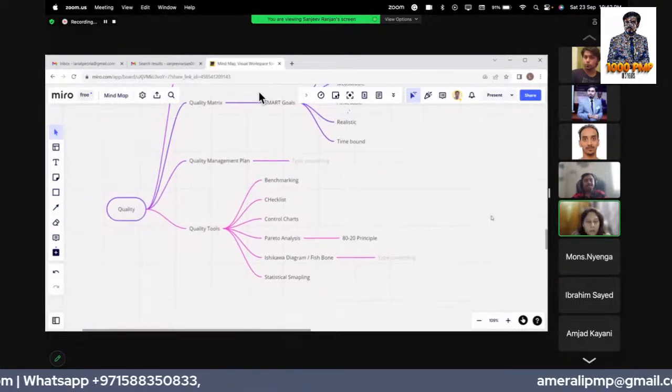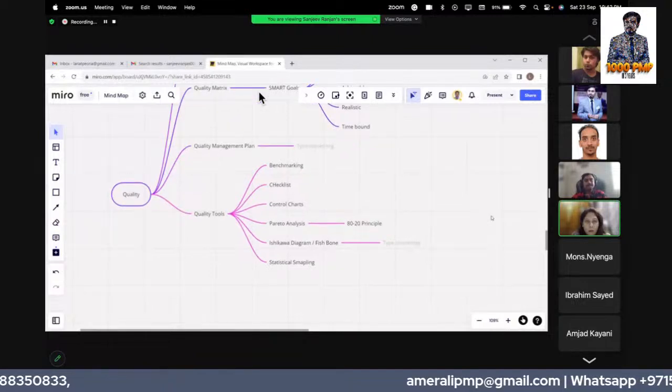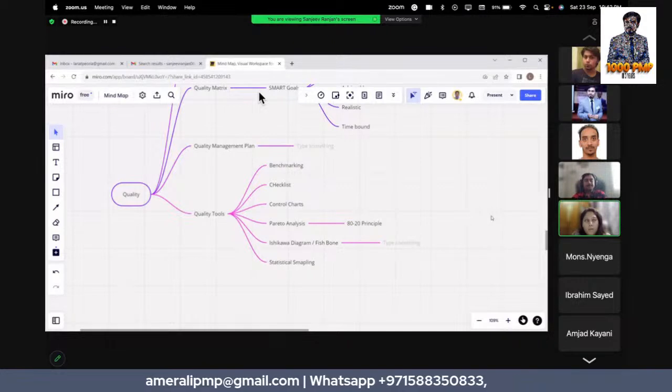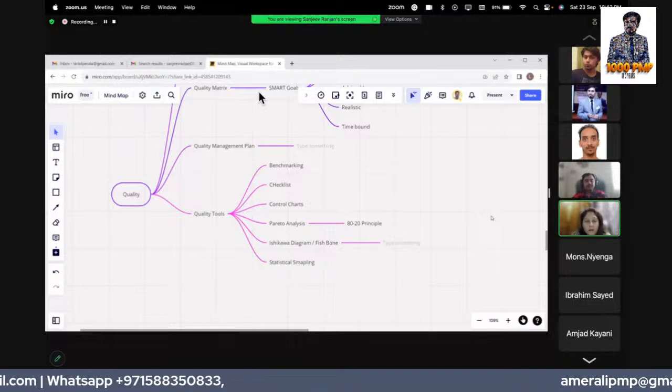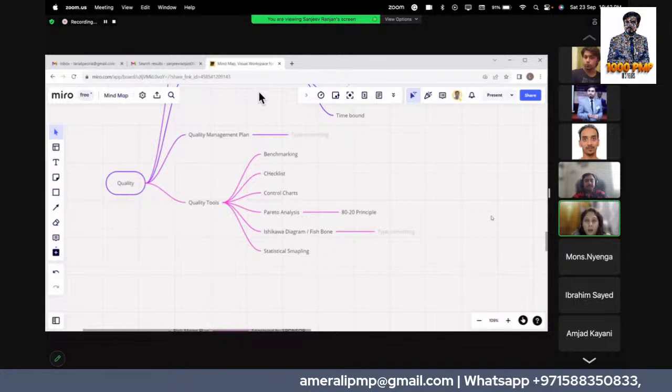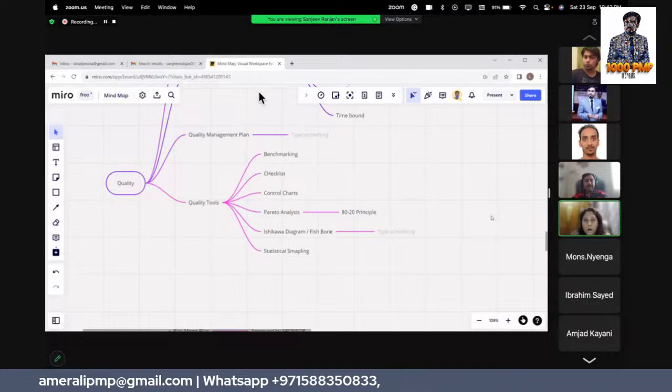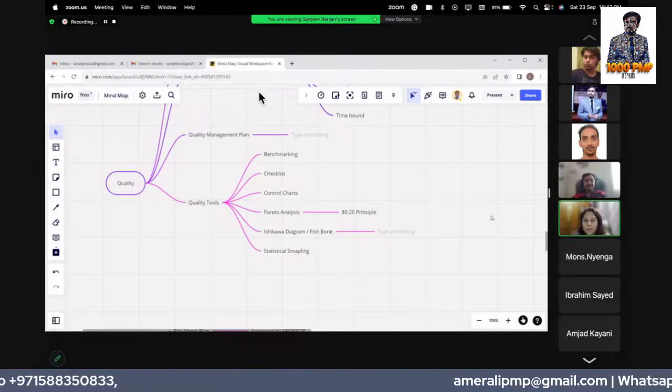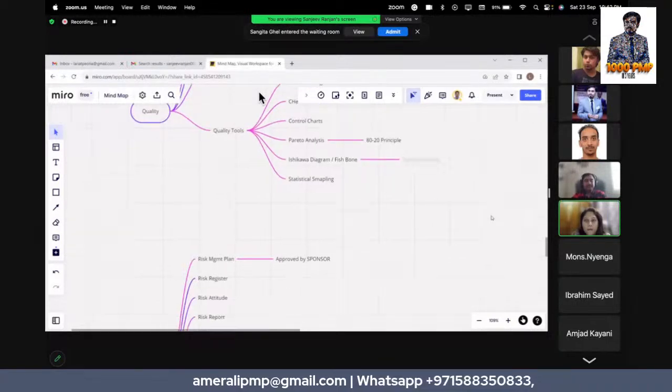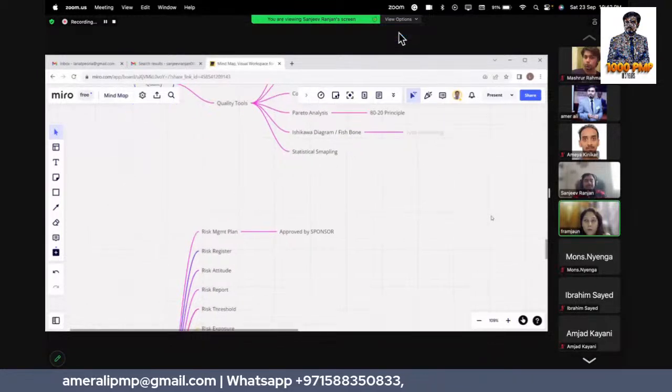We have the quality management plan, which is going to set the quality of any product or equipment, material, or anything that the company is going to produce. Quality tools are going to help in having a good quality level of product and equipment. We use benchmarking, checklist, control chart, Pareto analysis, Ishikawa diagram, or statistical sampling to help in having a test for good quality of product. Finding RCA, basically.